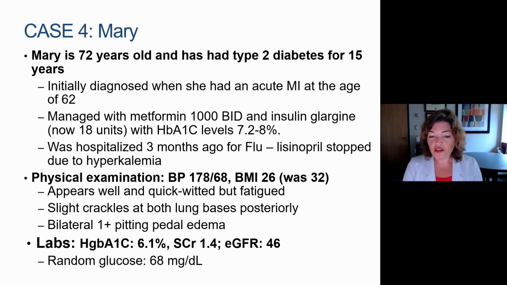She does appear well despite this recent course, and she's still quick-witted, but she's fatigued. She has slight crackles at both lungs, bilaterally, posteriorly, and some pedal edema. Her A1C is 6.1 when you measure it, down from 7.2 to 8 in the past. Her creatinine is 1.4 and her GFR is 46. She also has a random glucose lower than target. Below 70 is too low.